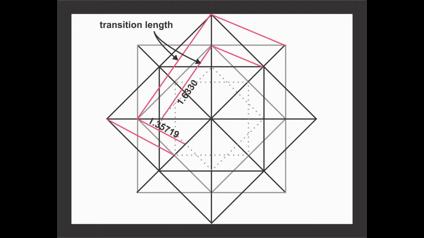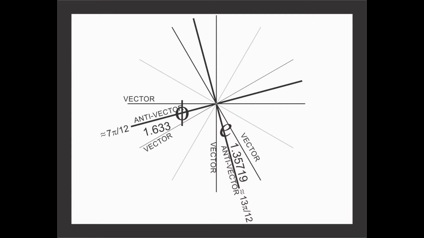1.6330 is within the field of phi, and 2.7142, which is the identity of 1.35719, is within the field of e. The phi and e vectors define perpendicular vectors, which define a new quadrant division of spacetime.